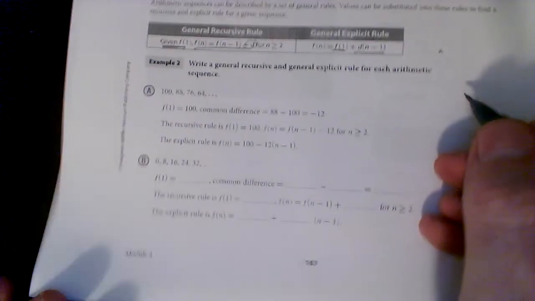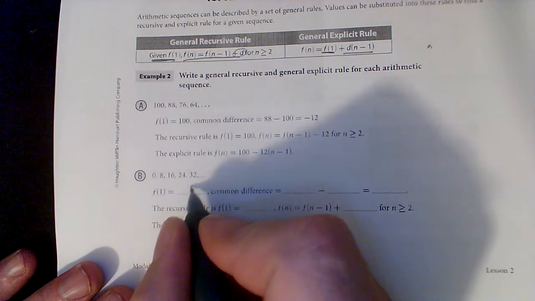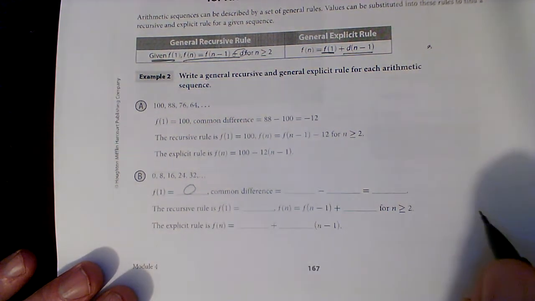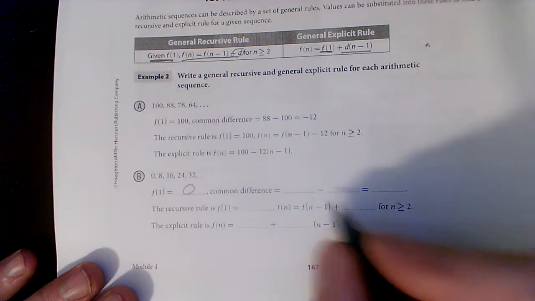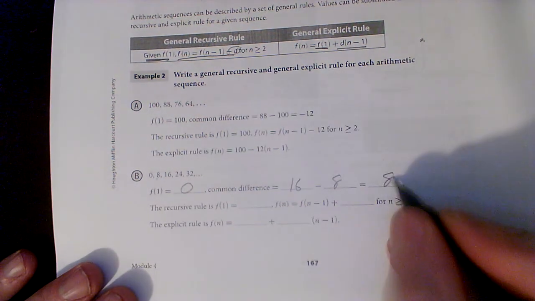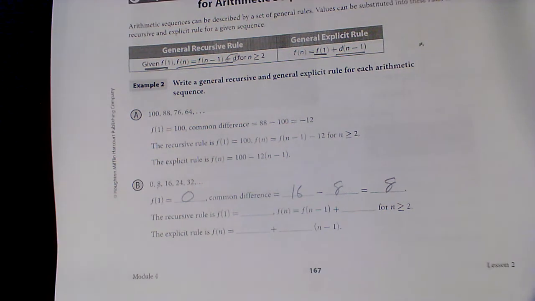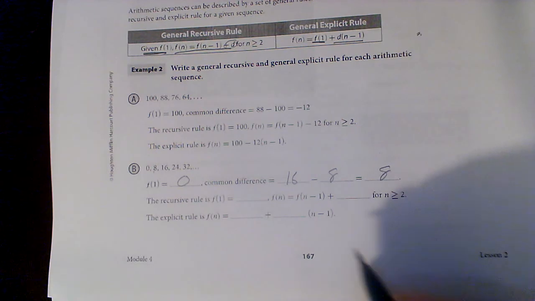Let's go down here and explain it. Ready? F1 is my start. My start is 0. To get my common difference, all I do is I take any term, like 16, and I subtract the term in front of it, like 8, and that gives me 8. So now I have a rule and a difference, and now it's just the concept of putting it in the right spot. So here we go.